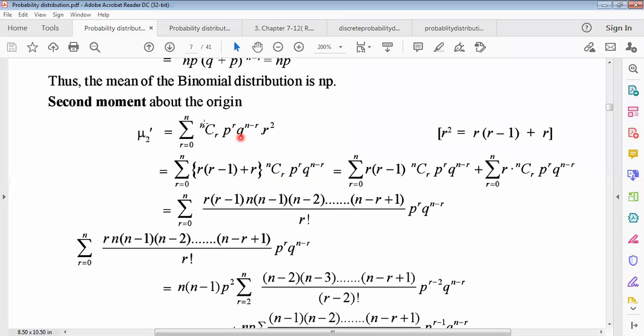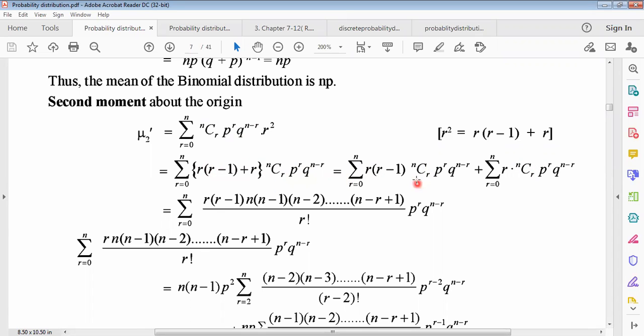And this will be same: nCr p to the power r q to the power n minus r, where p is the probability of success for the rth success, and q is the probability of failure for the n minus rth failure. So this term multiplies with this term plus r into this term. We get two terms.